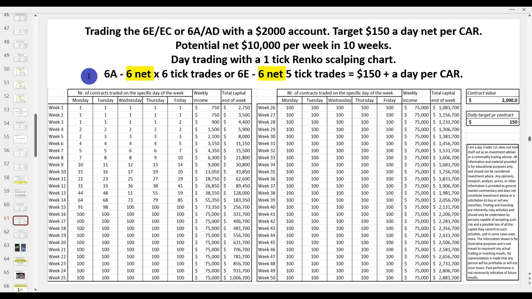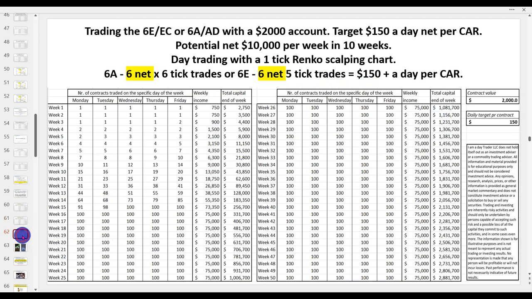So each movement is $5 a tick, basically half a pip. The currency futures market is a contract that's put out by the CME, and it mirrors the currency markets. Now, with the 6E, with the yen, with the British pound, that's $6.25 a tick. So therefore, you only need 6 5-tick trades a day to hit your 150.